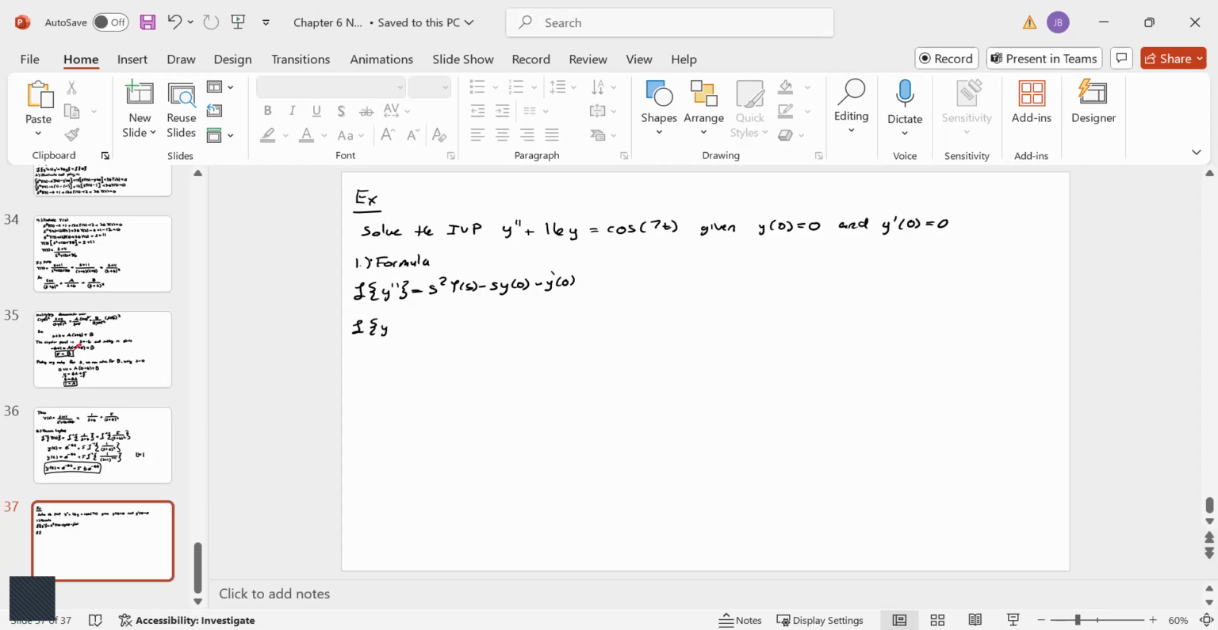The Laplace transformation of y is equal to Y of s. Step 2, Laplace both sides. So now there's no 0 on the right side, so now it makes it a little bit more interesting.